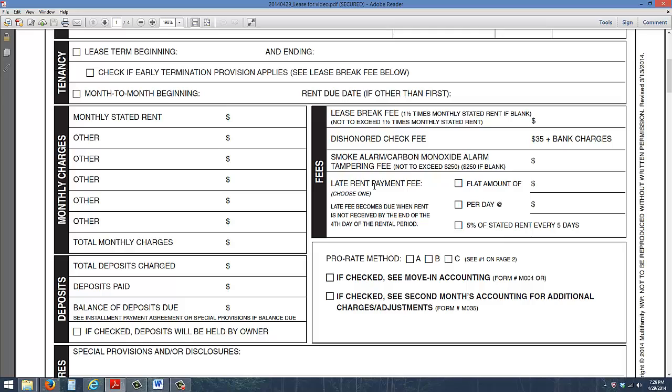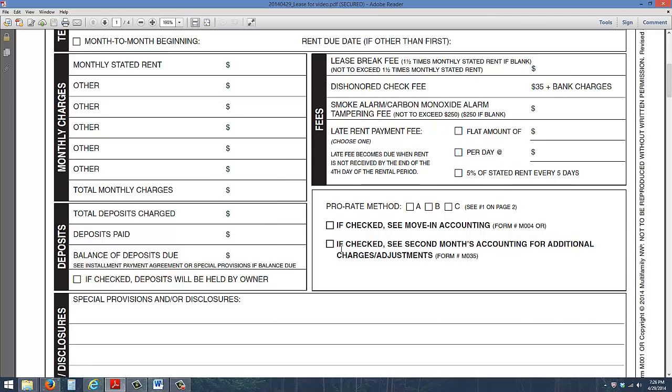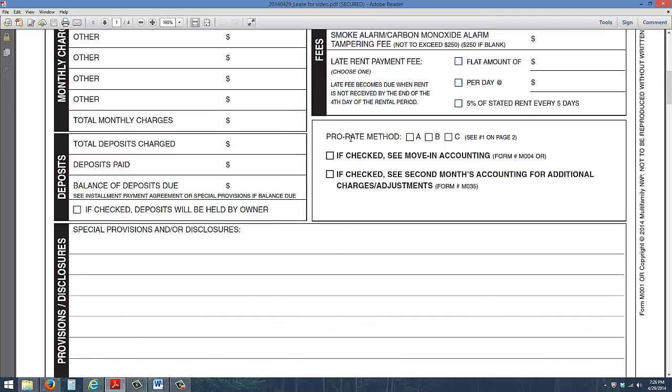Over here it talks about a late fee. If rent is paid late, we charge a flat amount, and that flat amount is 10% of your rent. Down here it talks about any prorated method in the agreement as far as how we prorate rent due if you're moving in or moving out at the mid-month or any other time.